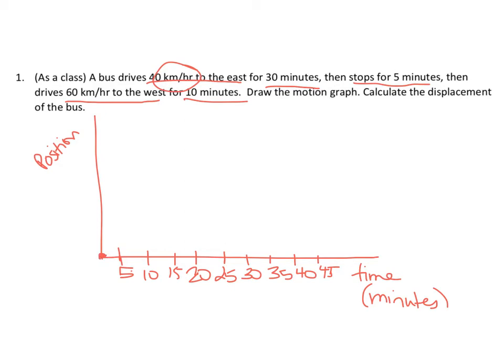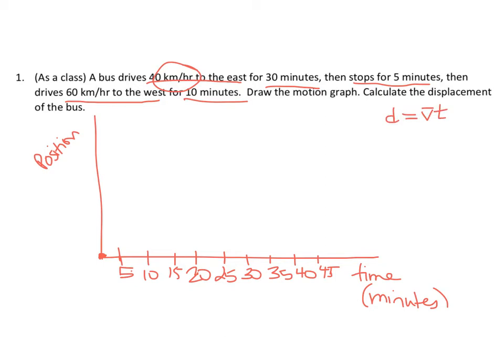Here comes the next challenge in this problem. We need to figure out our positions after a certain amount of time. So the first thing they give us is 40 kilometers per hour. They don't actually give me a position there. They just tell me how quickly I traveled. However, I know that if I have an average speed and a time, I could multiply those together to get the distance that I'm traveling.